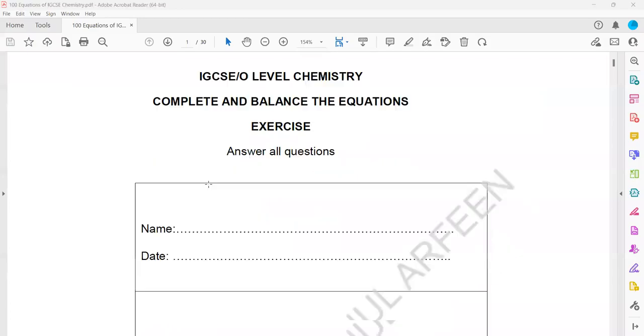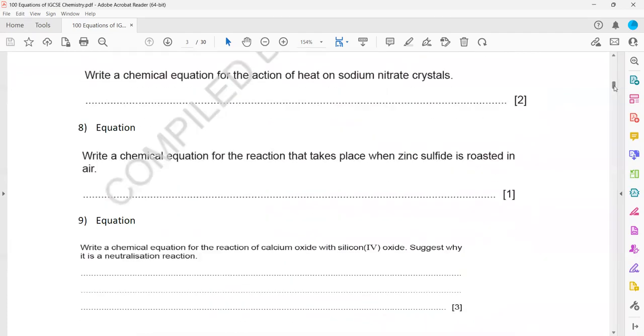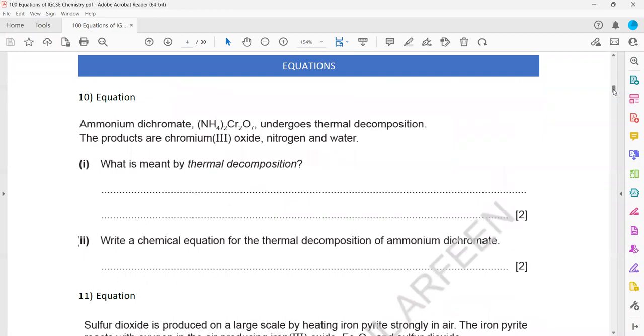So this one is exercise balancing equation. We did the first 3 pages. So we'll do from page number 4.